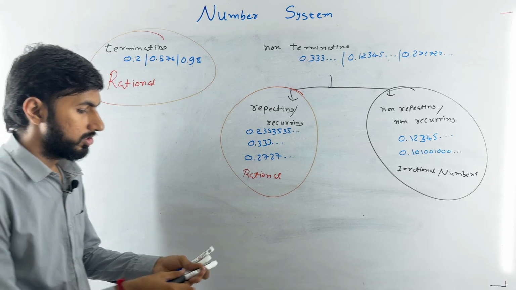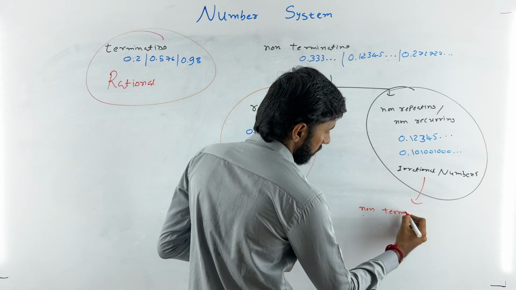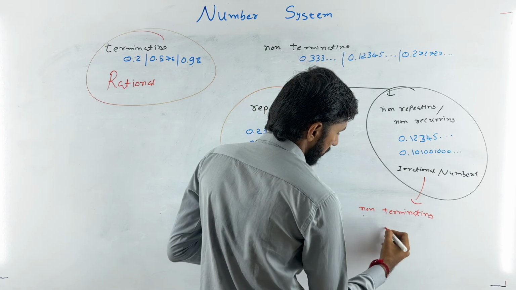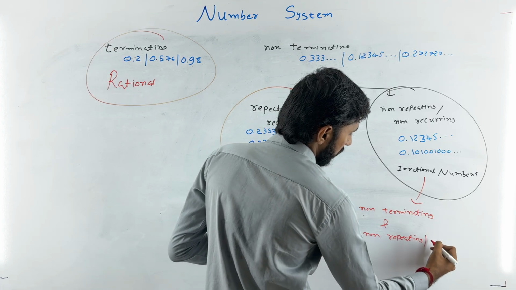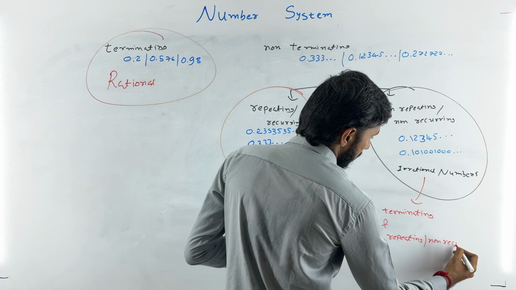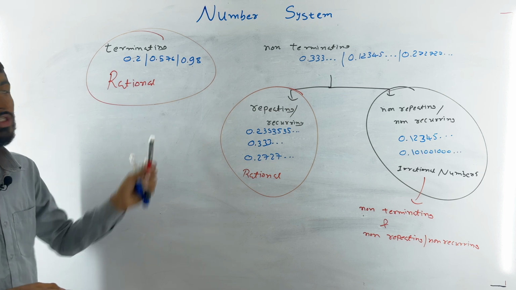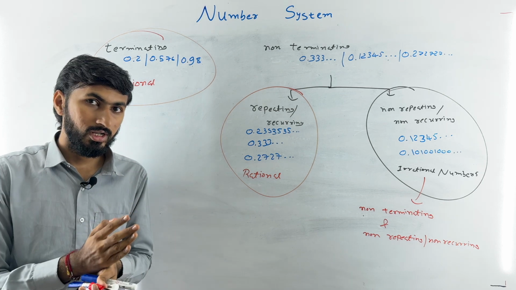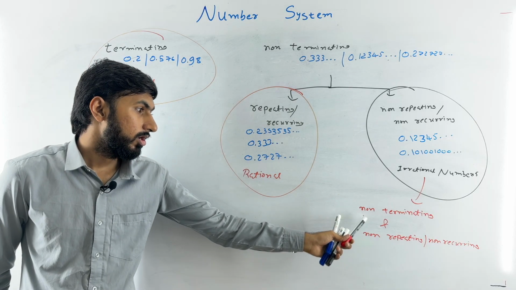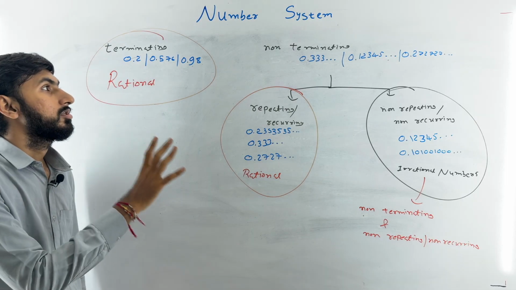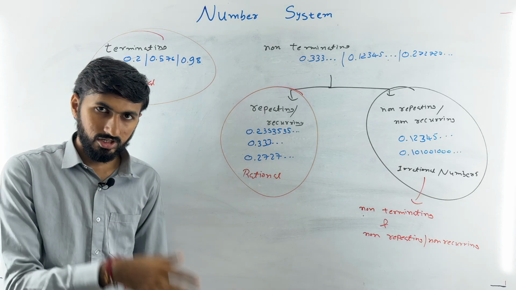So for the irrational numbers, the decimal expansion is non-terminating and non-repeating or non-recurring. So it is very simple. For the rational number, the decimal expansion is either terminating or non-terminating and repeating. For the irrational, it is non-terminating and non-repeating. This is the simple step to remember to identify whether the number is rational or not.